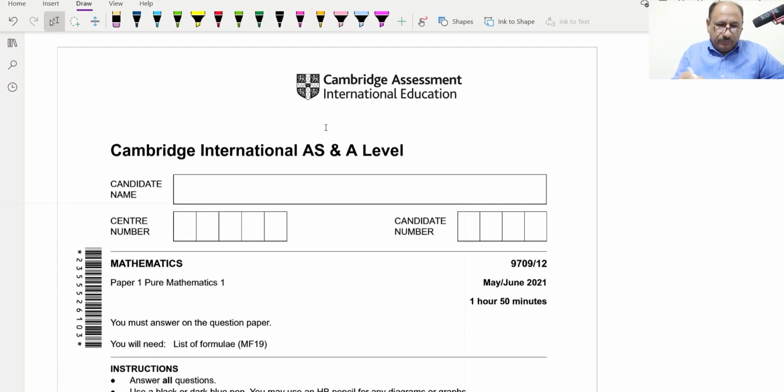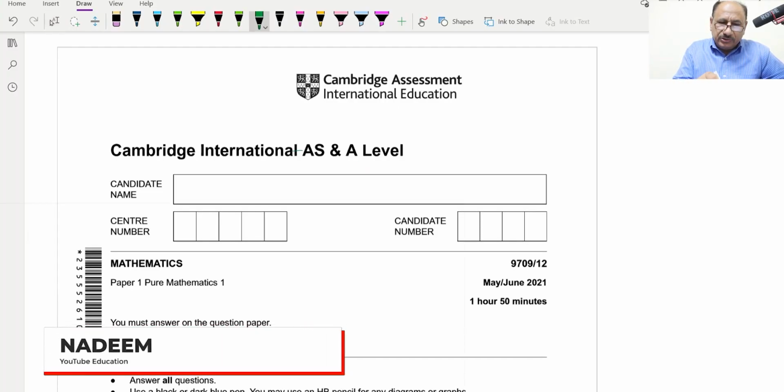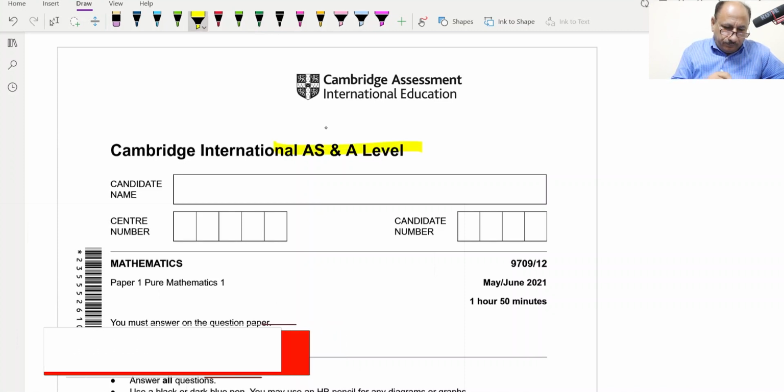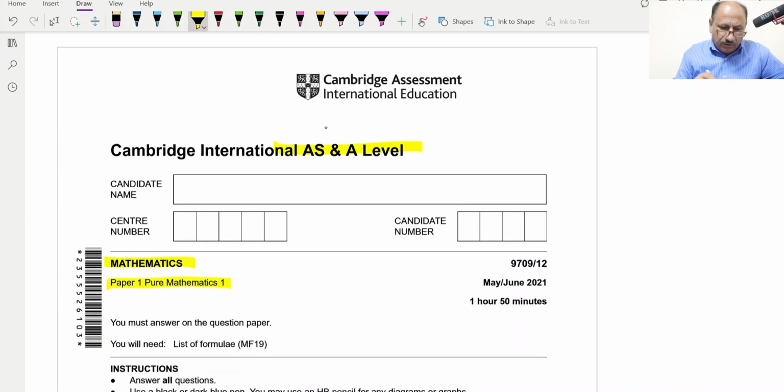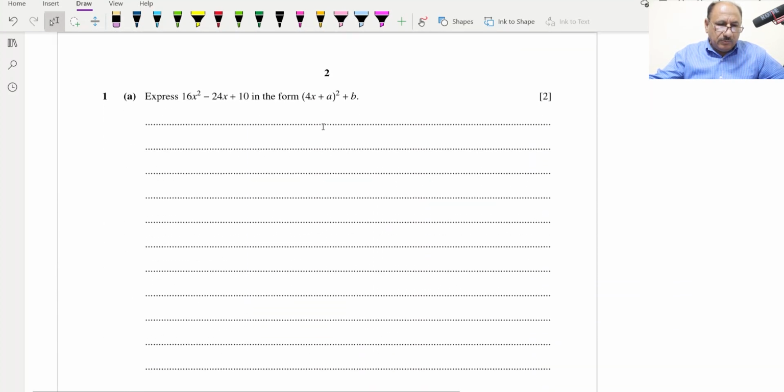Hello everyone. Today we'll be going through Cambridge International AS A Level Mathematics Pure Mathematics 1 Paper 1970912 May June 2021. Question number 1, part A: express this in the form (4x + a) squared + b. So, completing the square format.